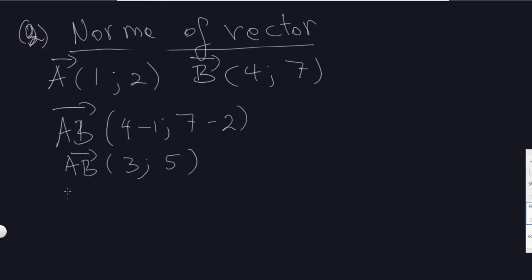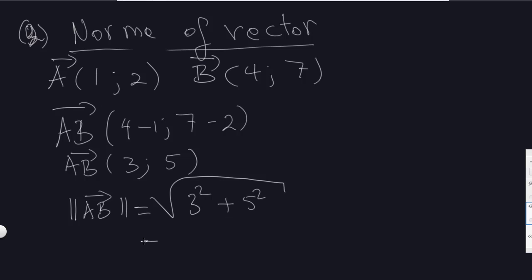All right. So now, what will be the norm? The norm of this vector will be the square root of 3 squared plus 5 squared. So this will give us 9 plus 25. So this will give you square root of 34. So this is how basically you calculate the norm.